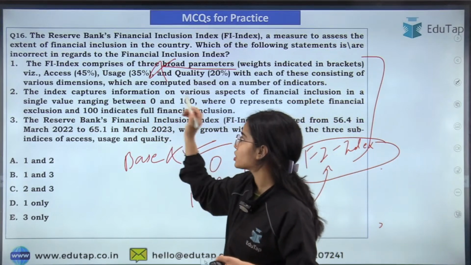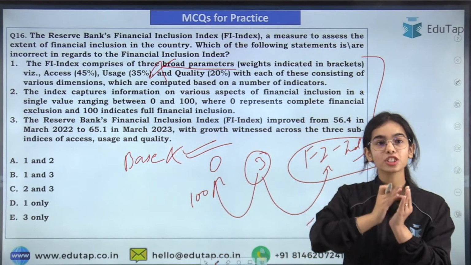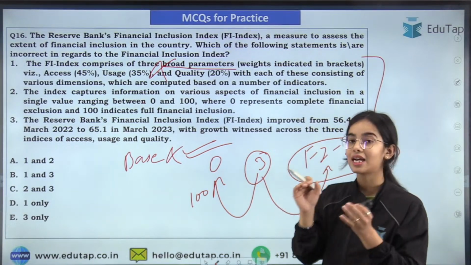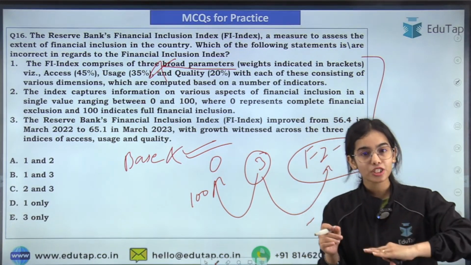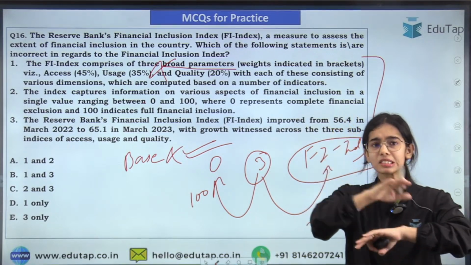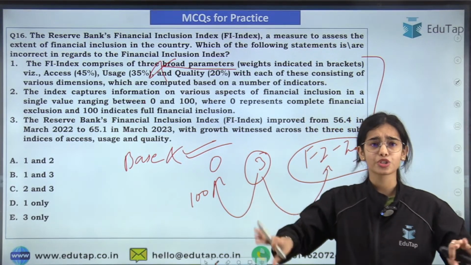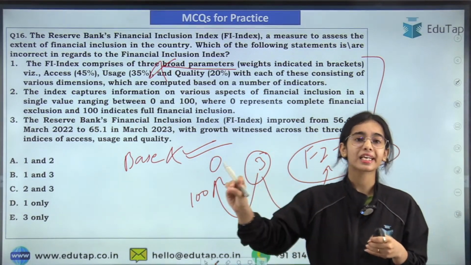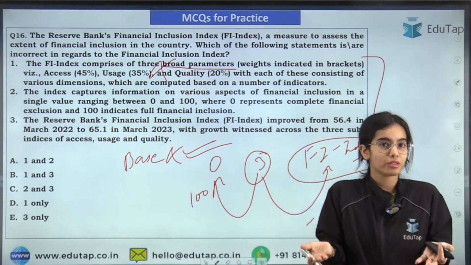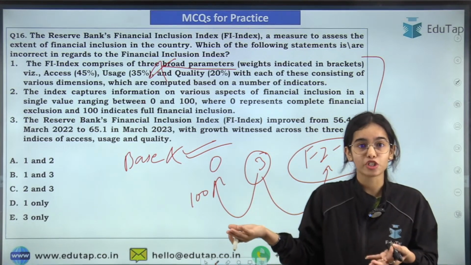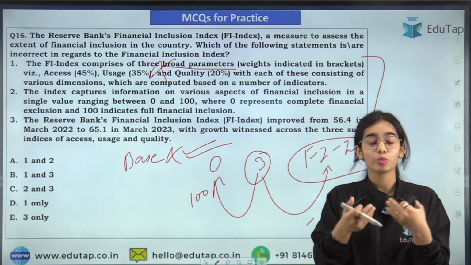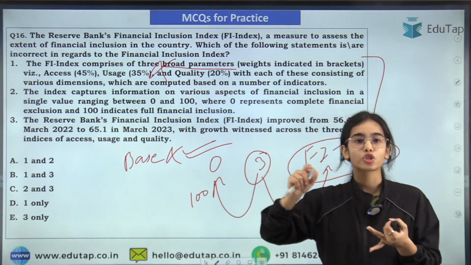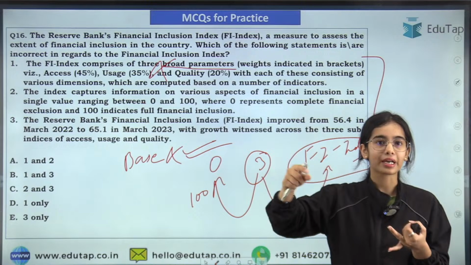The index captures the information and ranges from 0 to 100. So it doesn't have a base. The financial inclusion index ranges from 0 to 100. 0 means complete financial exclusion: no people have any bank account, no people are integrated with the financial market. But we do not have complete financial exclusion. Most of us have bank accounts, and most of us are connected with some stockbroker or some financial market intermediary.